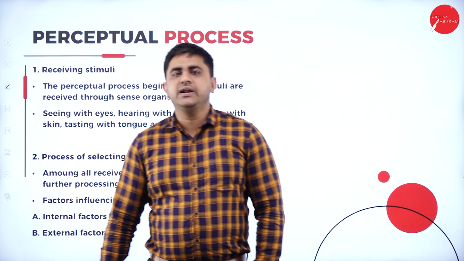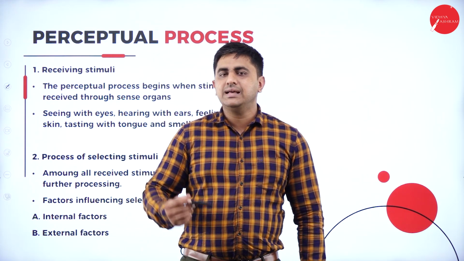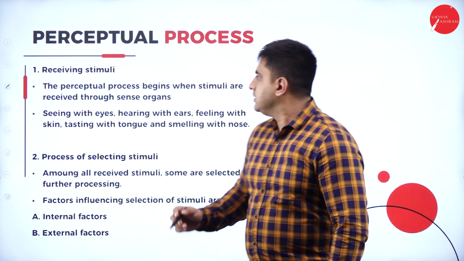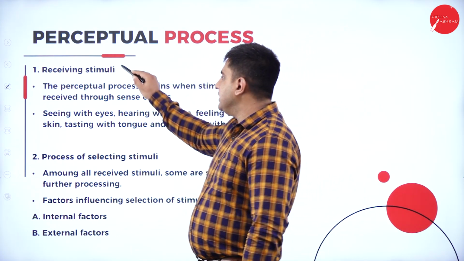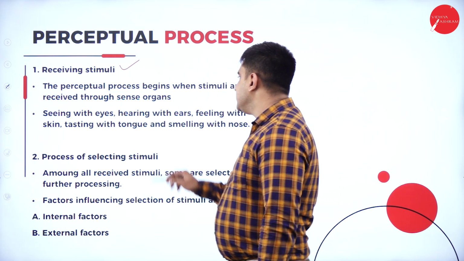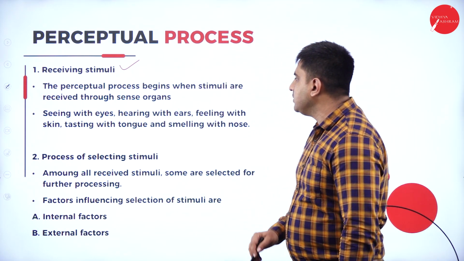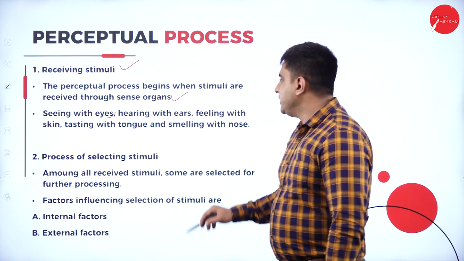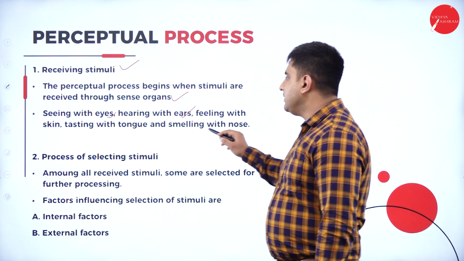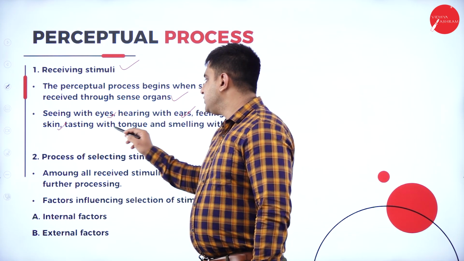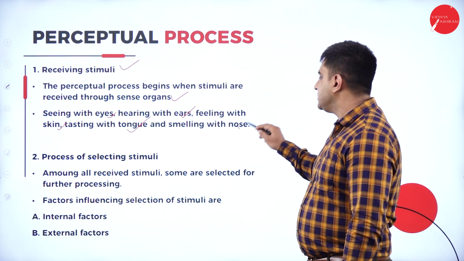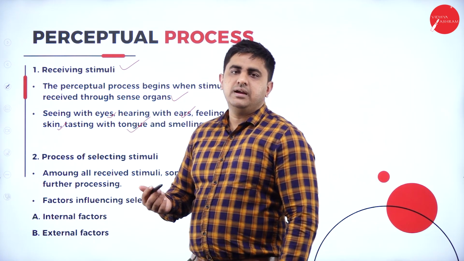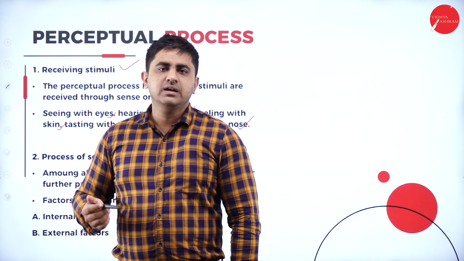There are 6 different steps in the perceptual process. We will understand them one by one. The first one is receiving stimuli. The perceptual process begins when stimuli are received through sense organs. That is, you see with your eyes, you hear with your ears, feel with the skin, taste with the tongue and smell with the nose. With this, you perceive it either in a positive way or a negative way.